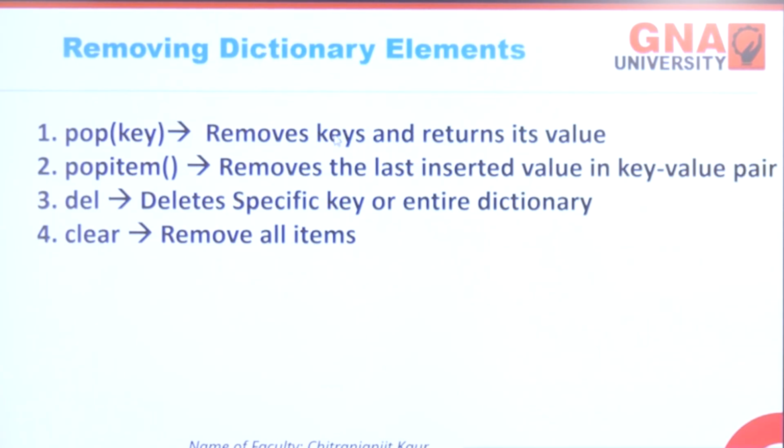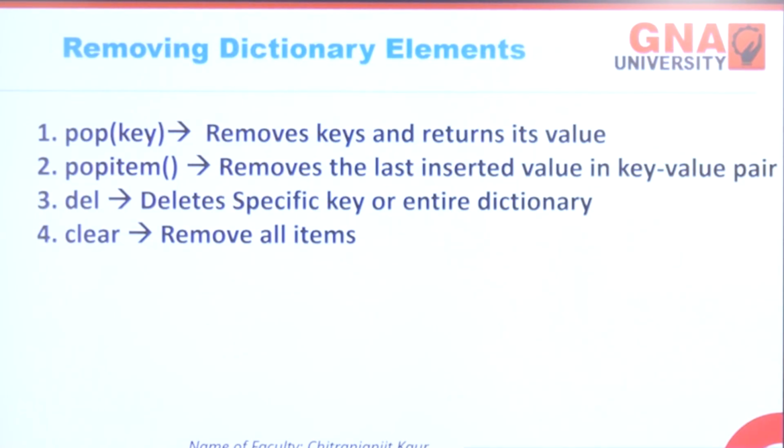So the number one method is pop. Pop key removes the key and returns its value. Then if we write popitem, it removes the last inserted key value pair. So next is the del function method. We can say it deletes the specific key or the entire dictionary. Now next is clear. It removes all the items.